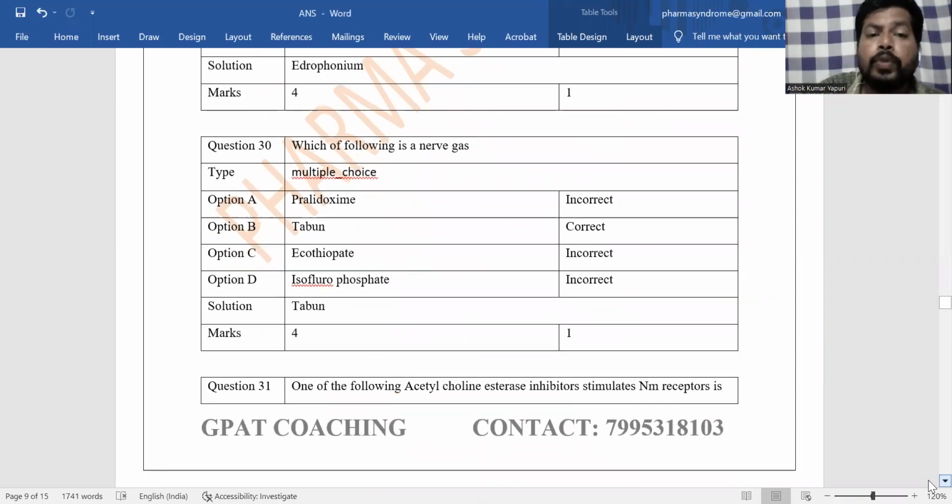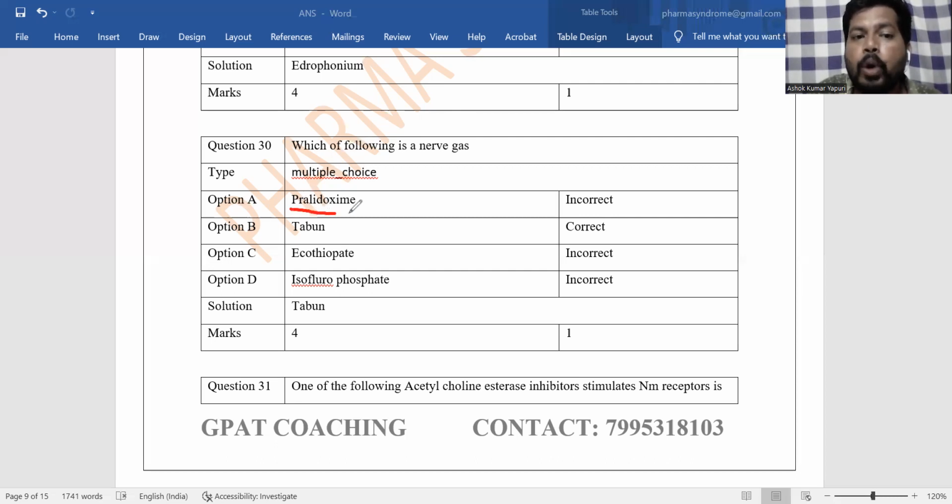And next question: which of the following is a nerve gas? Regarding the classification of parasympathomimetics, there are directly acting drugs and indirectly acting drugs. Directly acting drugs interact directly with the muscarinic receptor and show the action. Indirectly acting drugs first have to inhibit the acetylcholinesterase enzyme. If the enzyme is inhibited, acetylcholine levels increase, and that increased acetylcholine interacts with the muscarinic receptors.